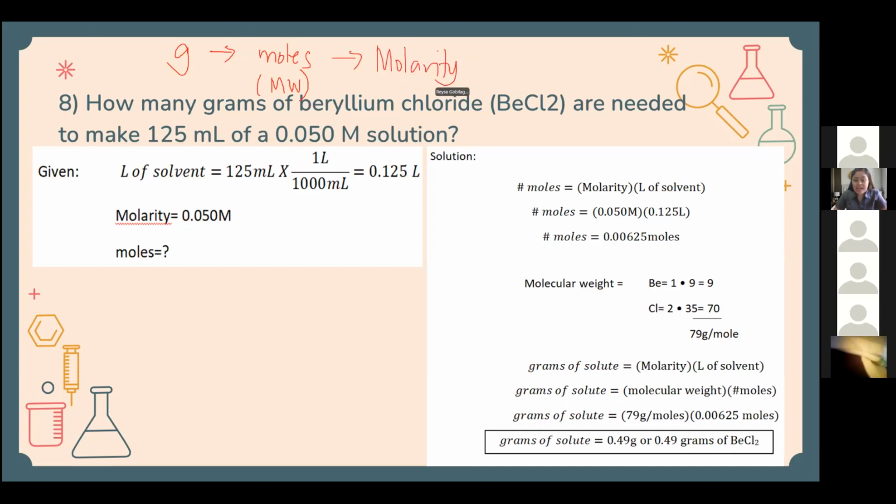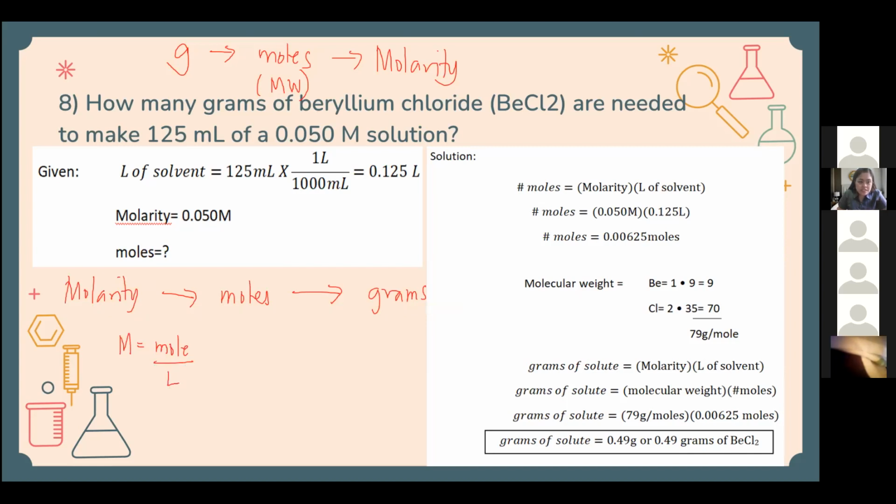So this time, what do we need to do? Grams is what we are looking for. So it is reversed, we are given the molarity. The next thing that we need to do is to look for the moles, and if we already have the moles, that's the time we can compute for the grams. So since the molarity is given, we will start with the original formula, which is molarity is equal to moles of solute divided by liters of solution.